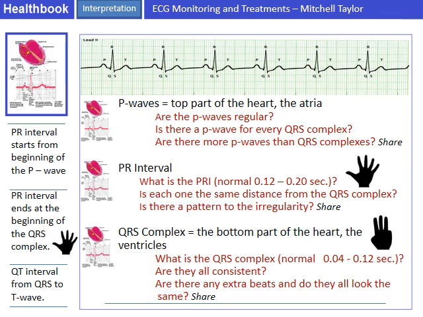And in this case, is it widened? Right, it is not widened. It is a narrow complex. Okay, so we have a normal sinus rhythm, rate of 60, PRI is 0.18, QRS is 0.10, and QT interval is 0.44.